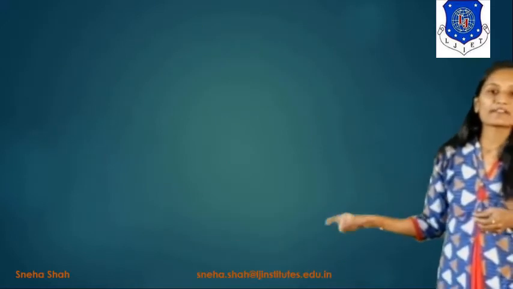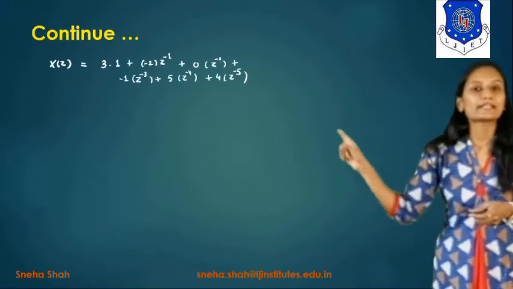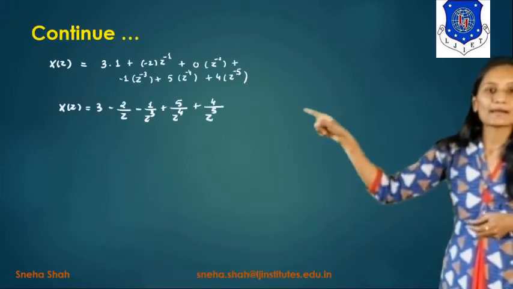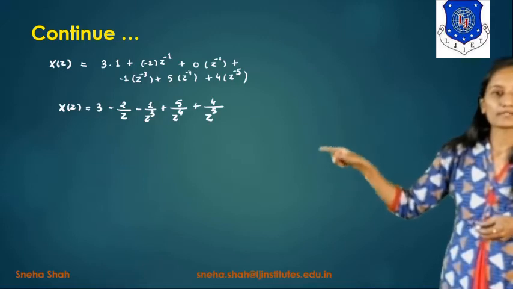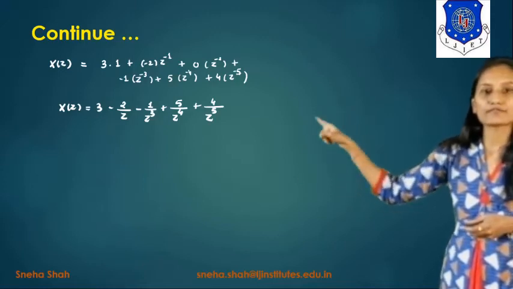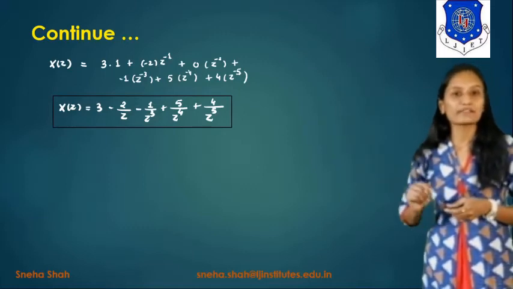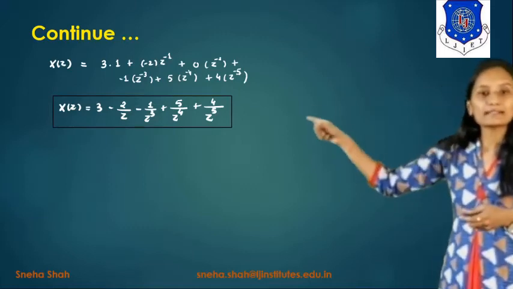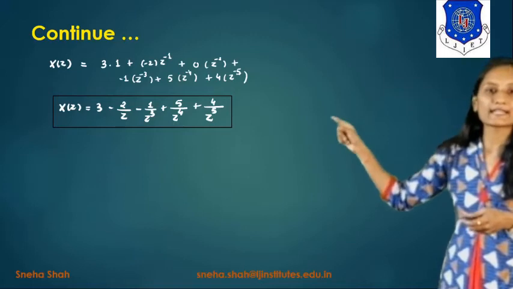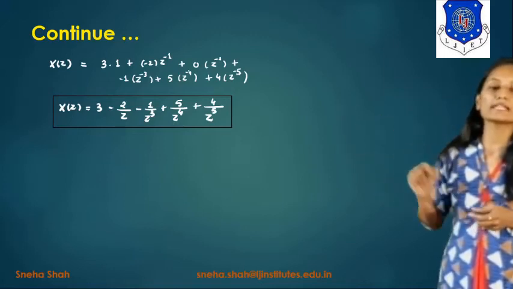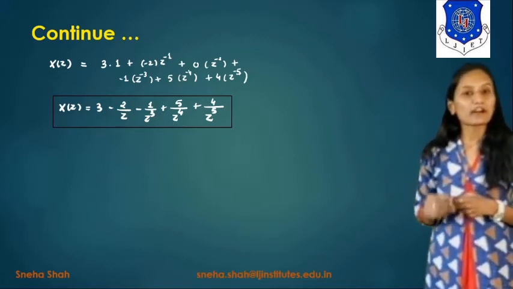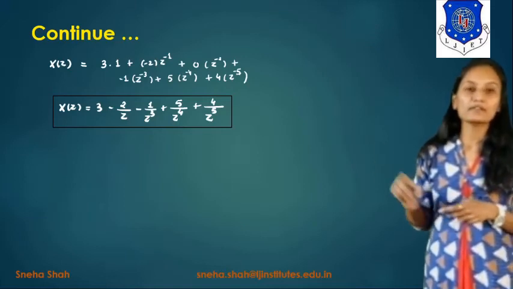Now if you simplify this term, then it will give you 3 minus 2 by z minus 1 upon z cube plus 5 upon z raised to 4 plus 4 upon z raised to 5. So this is the final answer of x of z. Now in this example, if we take z equals to 0, then it will give you an infinite output. So we will not include z equals to 0 in this.